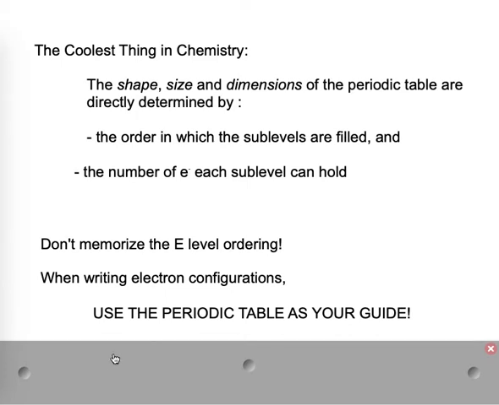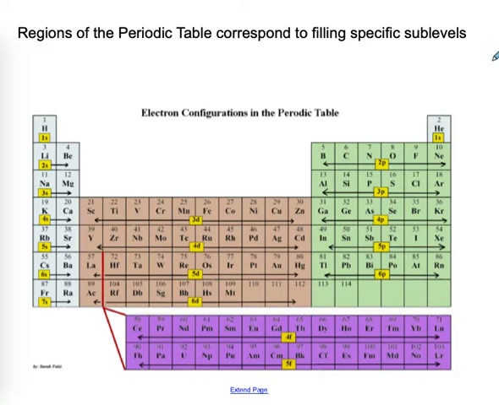When you're writing electron configurations, you simply use the periodic table as your guide. On the next slide, I have a very, very important diagram that you want to make sure that you keep handy. This shows that regions of the periodic table correspond to filling specific sublevels. Check this out. In each stretch of elements, I've labeled this as corresponding to filling a particular sublevel. So in going from lithium to beryllium, we're filling the 2s sublevel. On going from boron to neon, we're filling the 2p sublevel, and so forth. So when you're writing an electron configuration, take out your periodic table, identify the element on the periodic table, and then simply start with 1s.